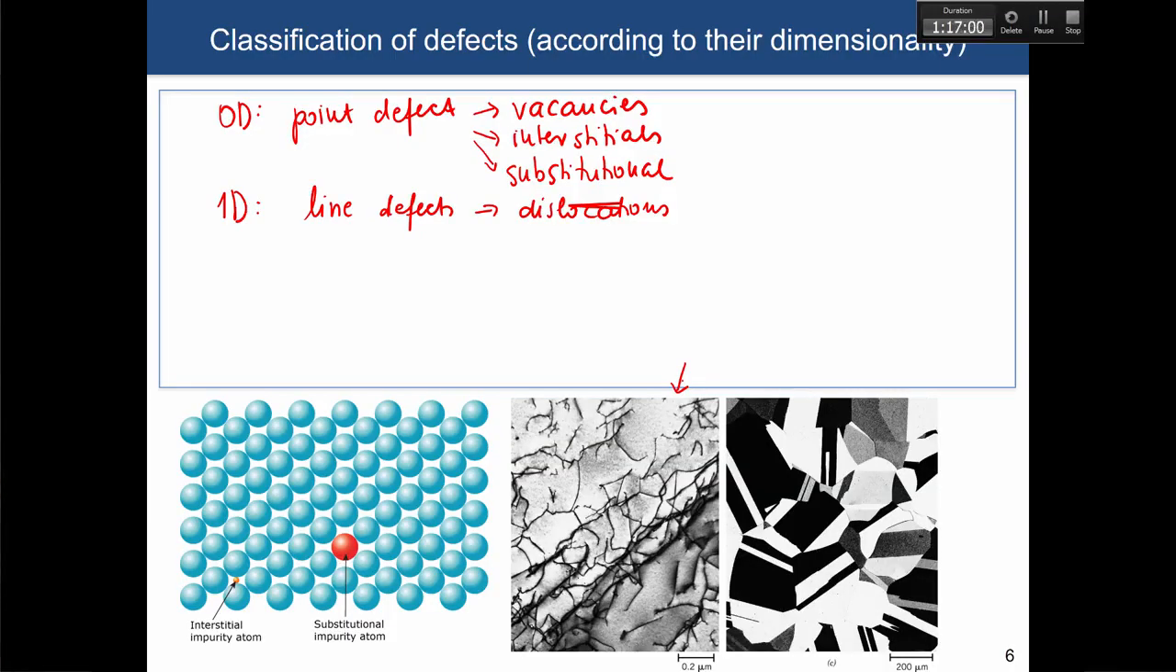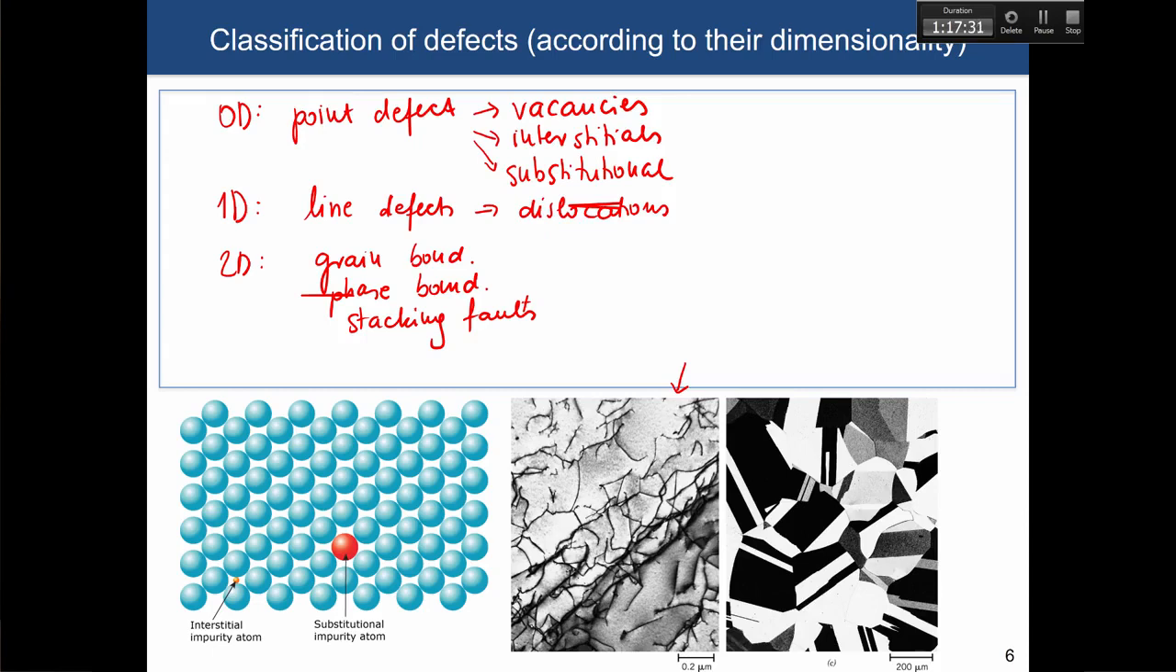Then the two-dimensional defects will be, for example, grain boundaries, phase boundaries, stacking faults, etc. And again, an example of two-dimensional defects is in the third image here. They are called two-dimensional because we do not necessarily depend on individual atoms, but on their collective behavior in one particular plane of a crystal.